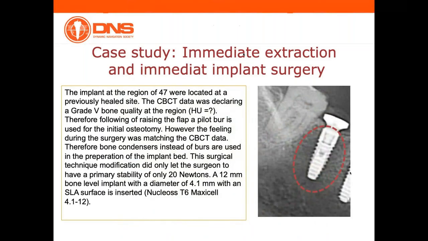However, the CBCT data was declaring a grade 5 bone quality. So raising the flap, I just used a pilot burr. Following that, I did not use any standard burrs, but I condensed the bone with the condensers in the surgical set. The implant's primary stability was 20 newtons, and I used a 12 millimeter, 4.1 diameter implant.